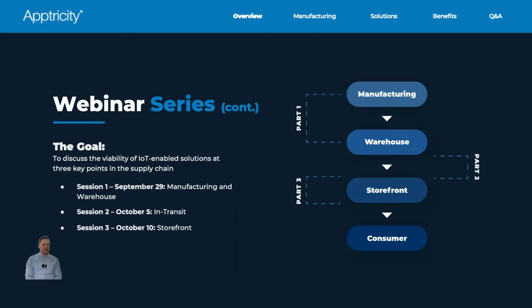Just continuing on that, really we have three goals, or we have one goal, but we have three parts to accomplish that goal. We want to discuss the viability of IoT-enabled solutions at three key points in the supply chain. So if we look at the diagram that we have here on the right, well, it's really an infogram, I guess. We have four key points, really three key points in the supply chain. We have the manufacturing, the warehouse, and the storefront. And so part one, you see we're going to be focusing on the manufacturing and warehouse side.